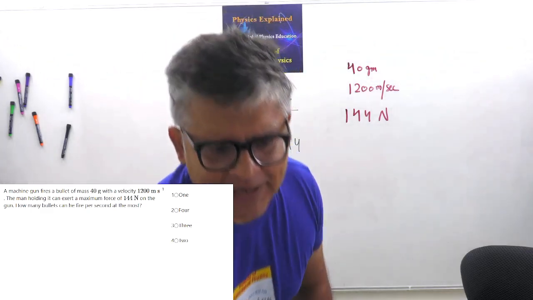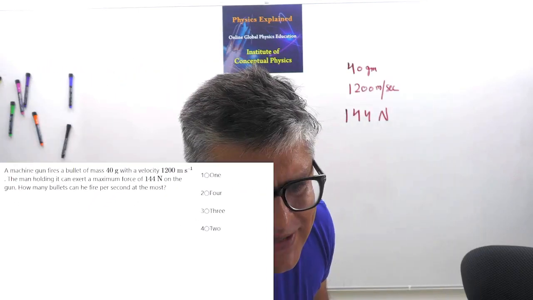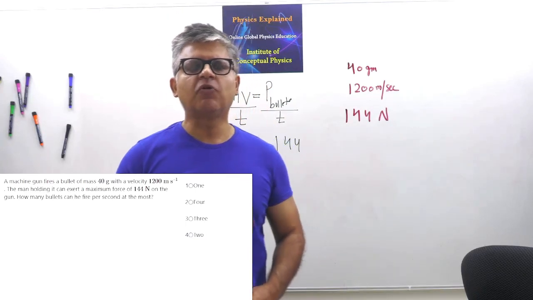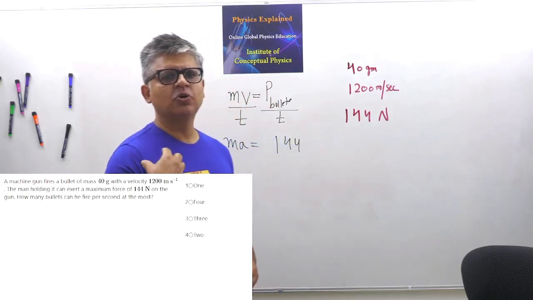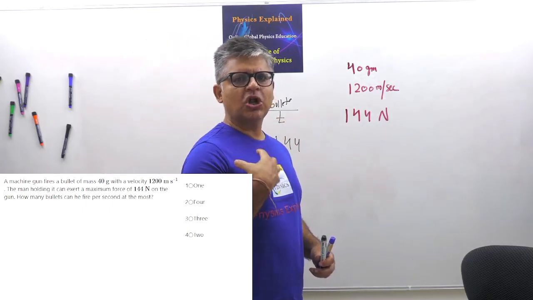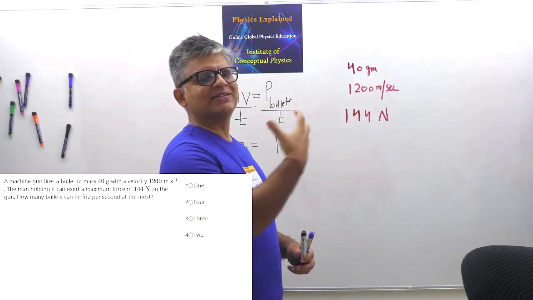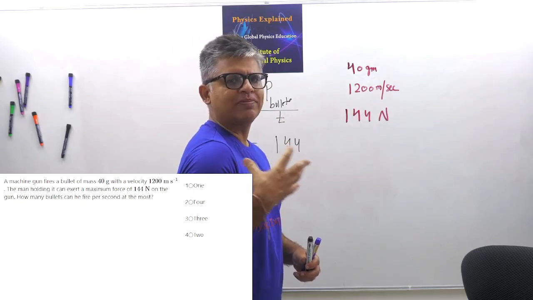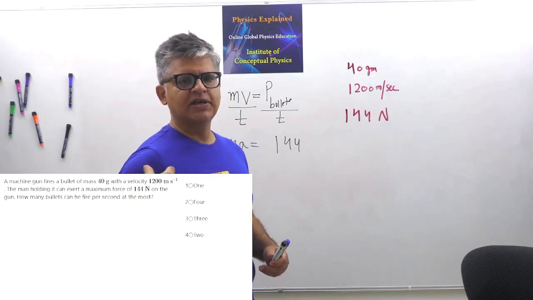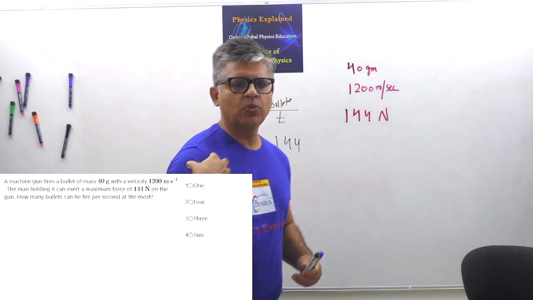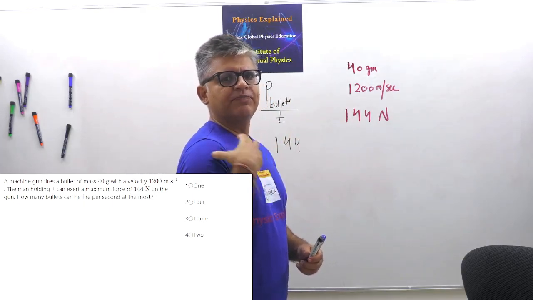Now, how do we solve this? Let's read the question. What exactly is being asked? The question is, how many bullets can you fire at the most? The intent is that the shoulder of the person who is facing the jerk should not break or suffer injury. For example, if the jerk which is coming back comes at 1000 newtons and all you can do to stop it is 144 newtons, you will get 856 newtons backwards, and that is enough to maybe dislocate your shoulder. So you want to prevent that injury, and therefore you're saying we will balance the backward jerk with our force of 144.